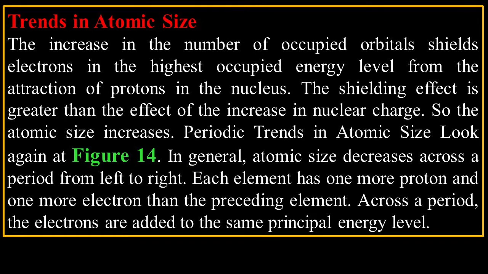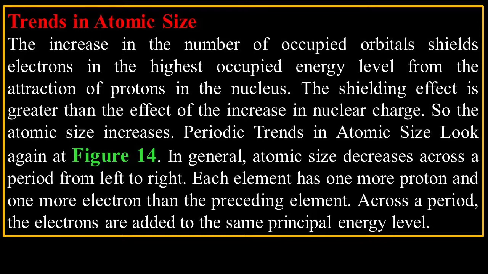The increase in the number of occupied orbitals shields electrons in the highest occupied energy level from the attraction of protons in the nucleus. The shielding effect is greater than the effect of the increase in nuclear charge, so the atomic size increases.